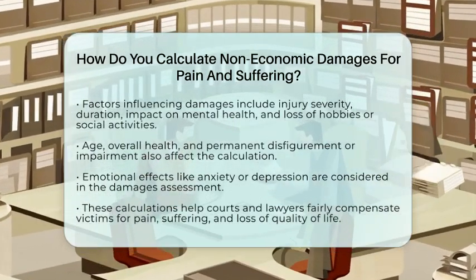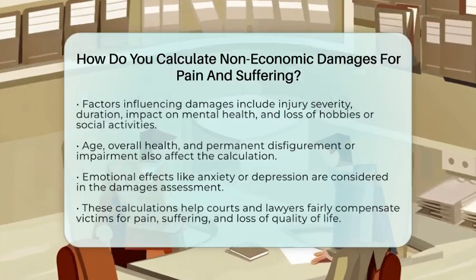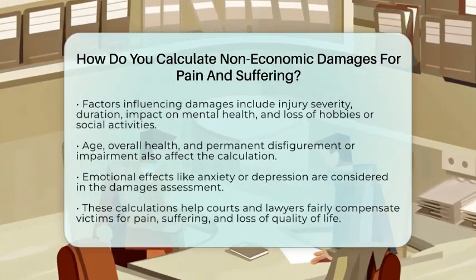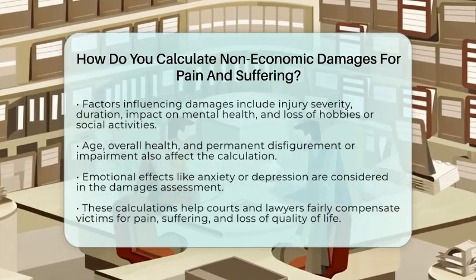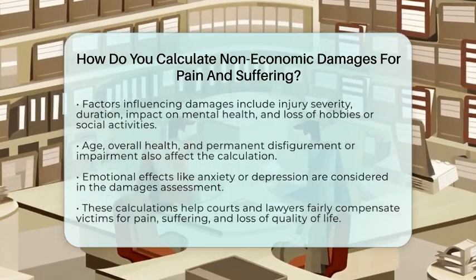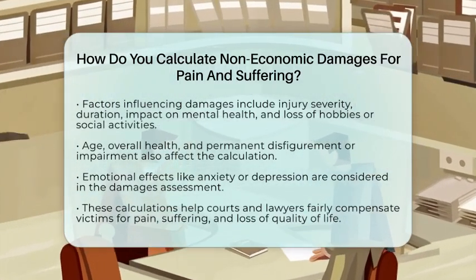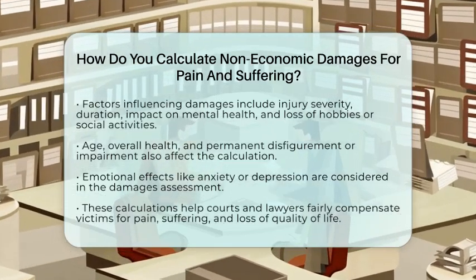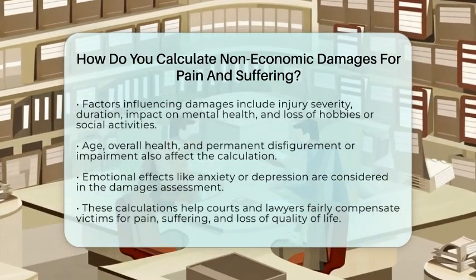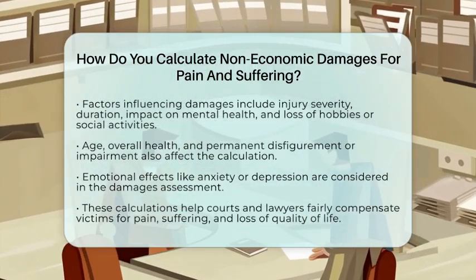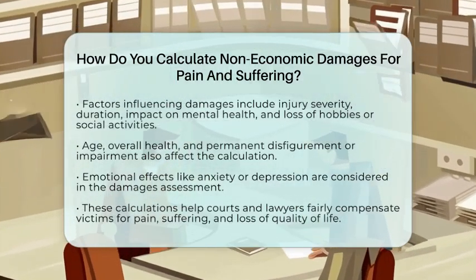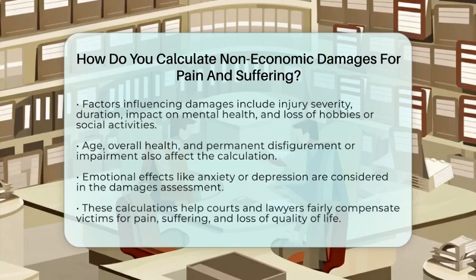If the injury causes a person to lose enjoyment of hobbies or social activities, that is also factored into the calculation. In personal injury cases, these calculations are essential because they recognize the full human toll of an injury. They help compensate for pain, emotional suffering, and the loss of quality of life. Lawyers and courts carefully consider all these factors to arrive at a fair amount of compensation that reflects what the injured person has endured. Understanding how these damages are calculated helps ensure that victims get the justice they deserve for their pain and suffering.